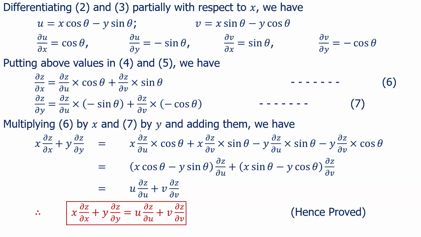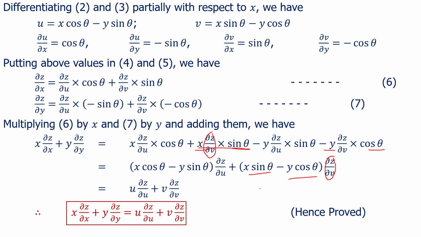Let us take the common derivatives del z del u and del z del v. What is the coefficient of del z del u? It is x cos theta, and again minus y sin theta. So x cos theta minus y sin theta into del z del u. Now the remaining two terms: if we take del z del v common, x sin theta minus y cos theta into del z del v.